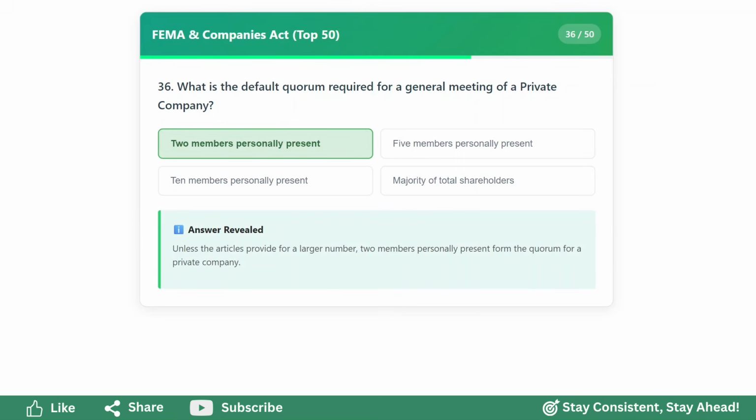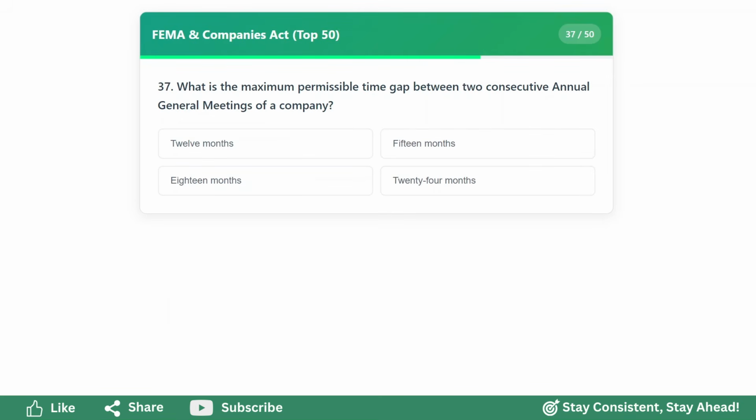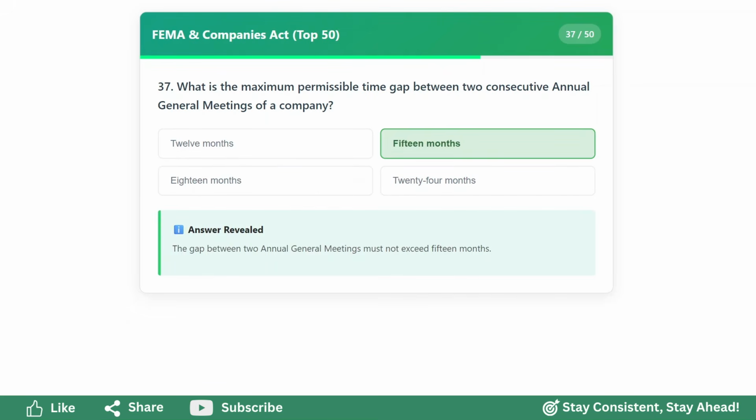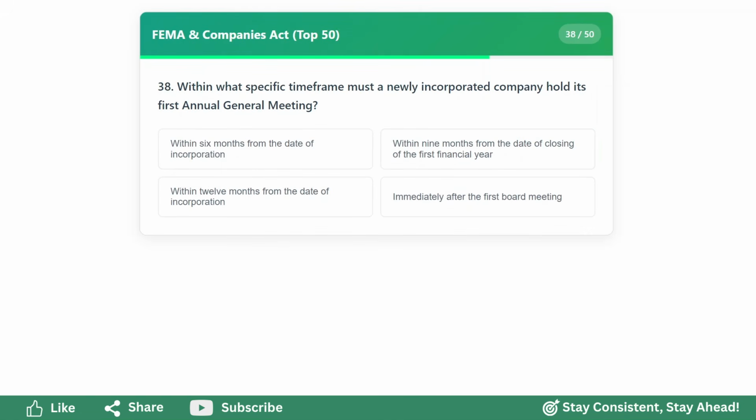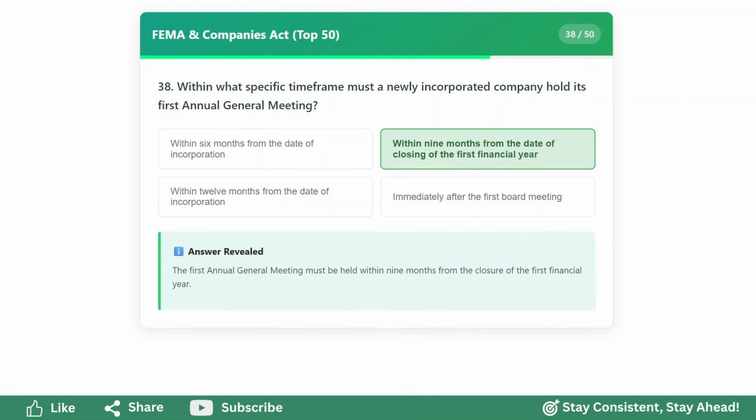2 members personally present. What is the maximum permissible time gap between 2 consecutive annual general meetings of a company? 15 months. Within what specific time frame must a newly incorporated company hold its first annual general meeting? Within 9 months from the date of closing of the first financial year.